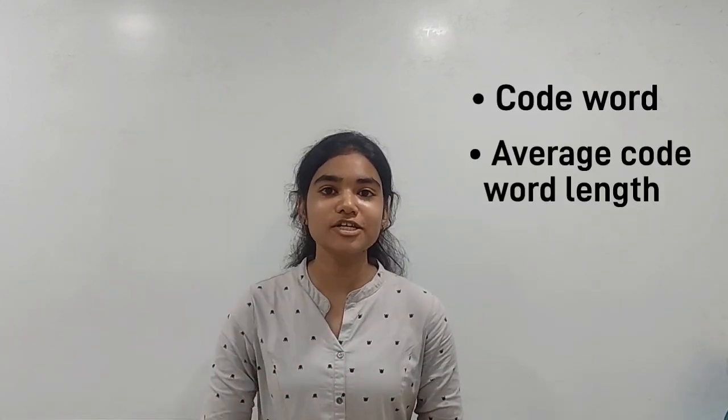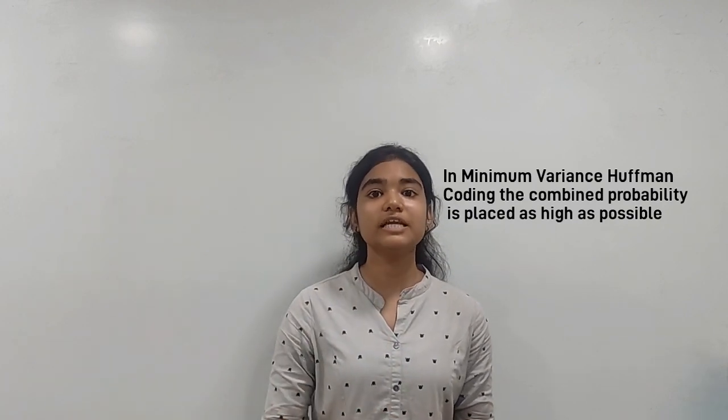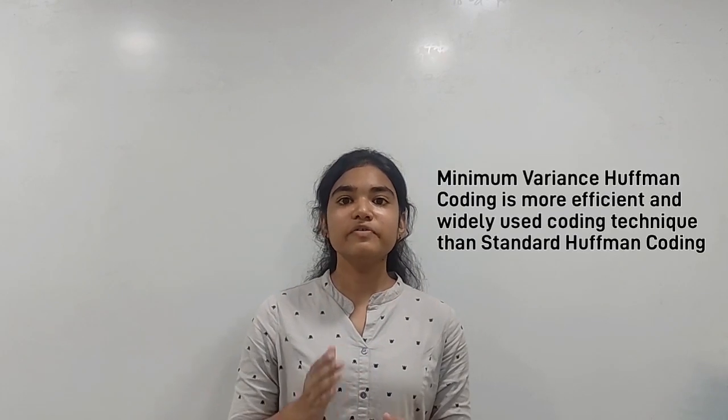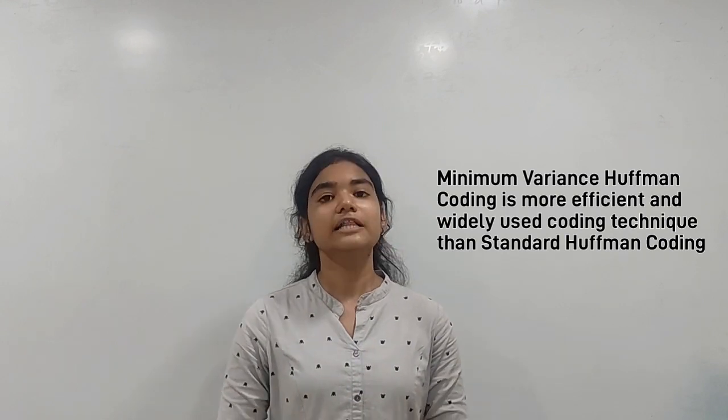This was all about minimum variance Huffman coding. We saw how to find the code word, how to find the average code word length, how to find entropy, how to find efficiency. The main point to be noted here is that in minimum variance Huffman coding, we place the combined probabilities as high as possible. Whereas there is one more coding technique, which is standard Huffman coding. In this, we place the combined probabilities as low as possible. This is the only difference. The rest of the coding technique and the procedure for finding everything else remains the same. However, minimum variance Huffman coding is the optimum code and its efficiency is much better and greater than standard Huffman coding.